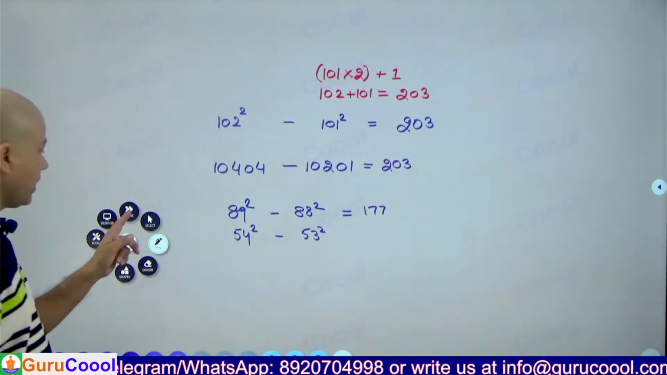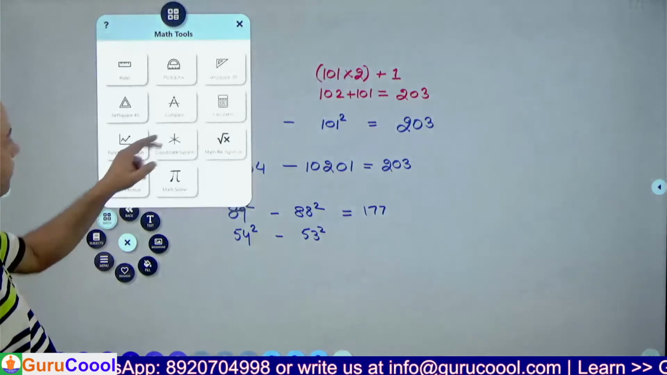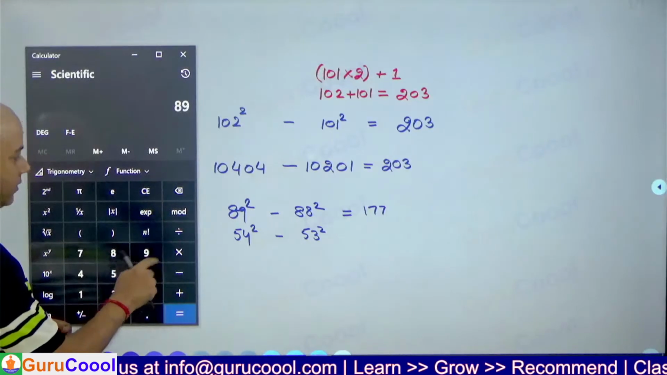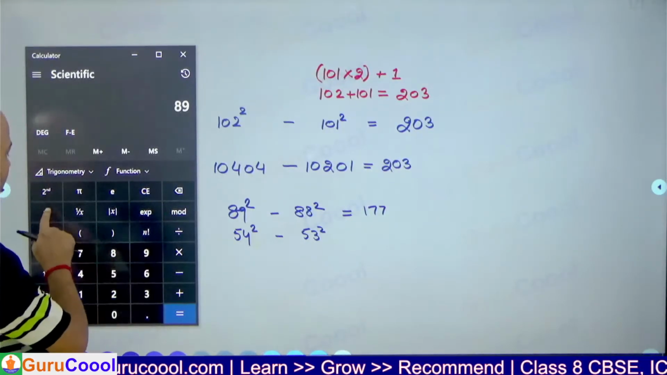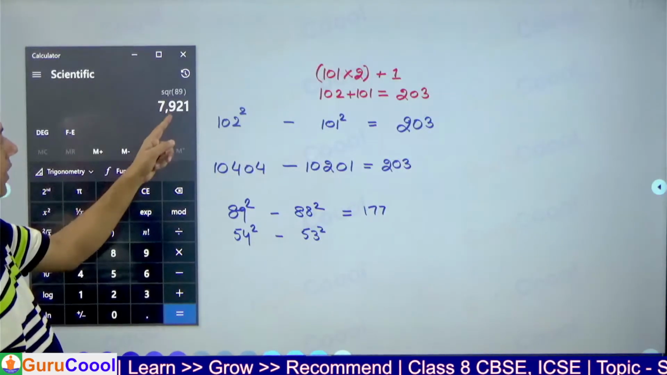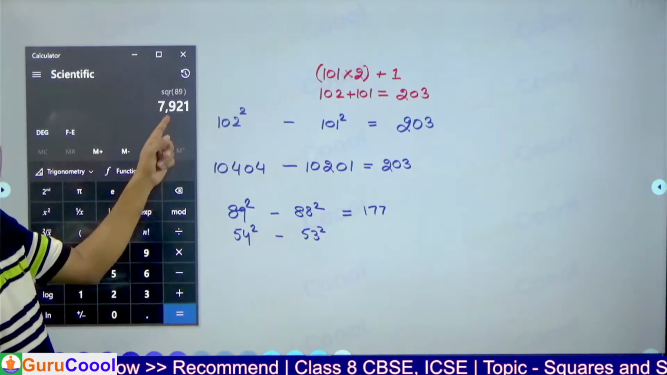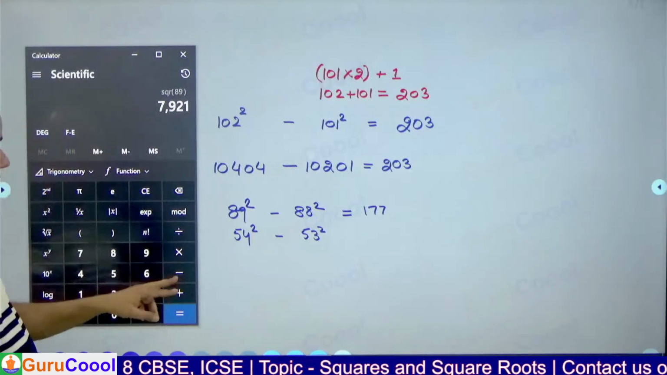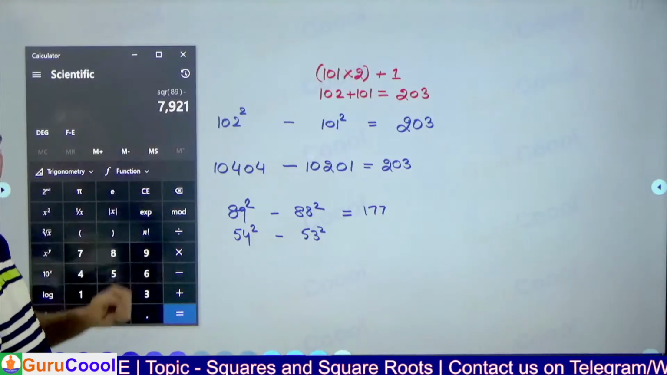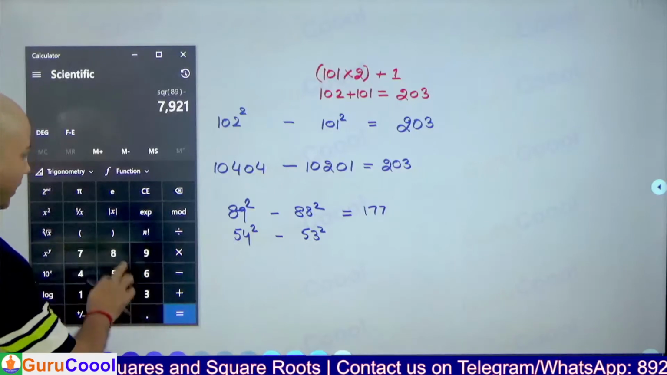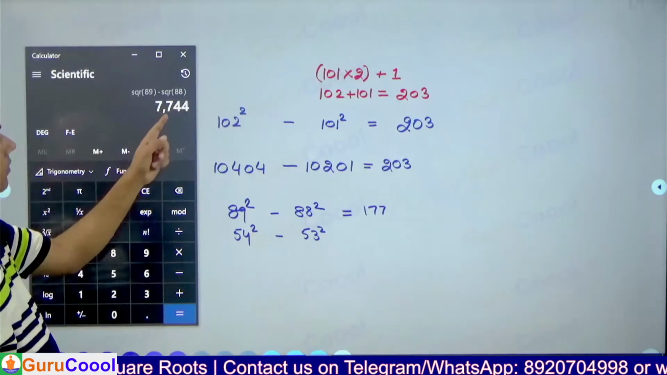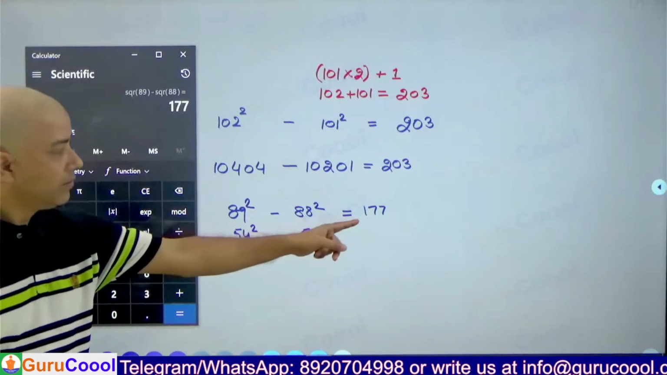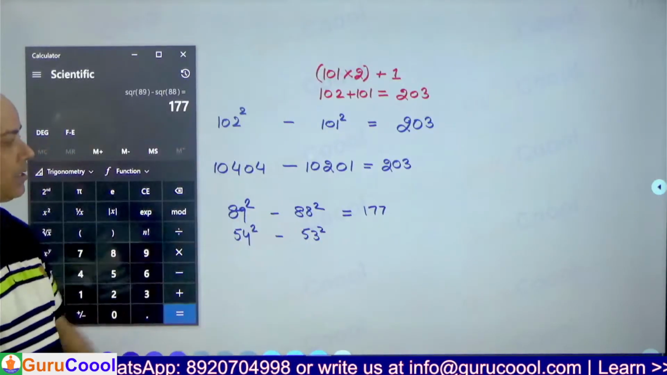Okay, sir. If we check it with the help of a calculator, 89 square is 7,921. Can you see? Yes, sir. Minus 88 square. Subtract, equal 177. See, my answer was ready already.